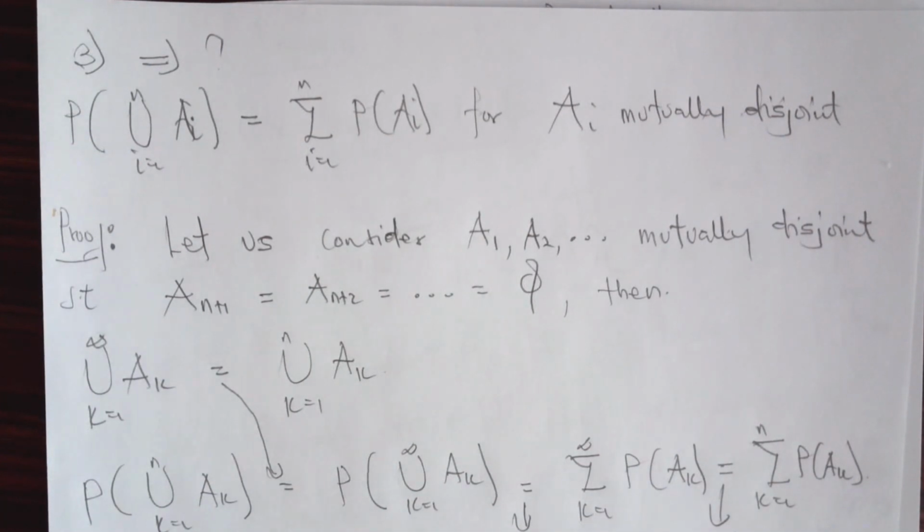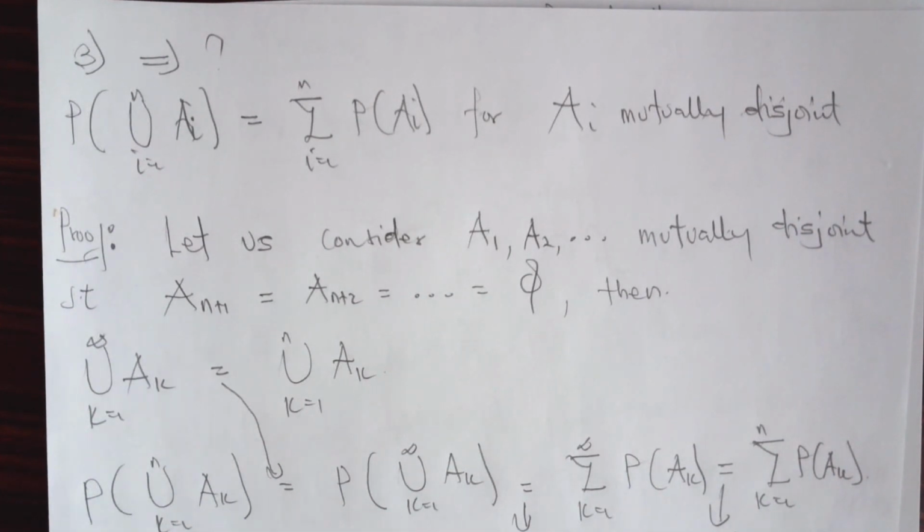So we need A1, A2 up to An. We don't need A1 up to infinity. So since we define P on a field, why is it that we are including a countable operation in it? So we needed to answer this question.